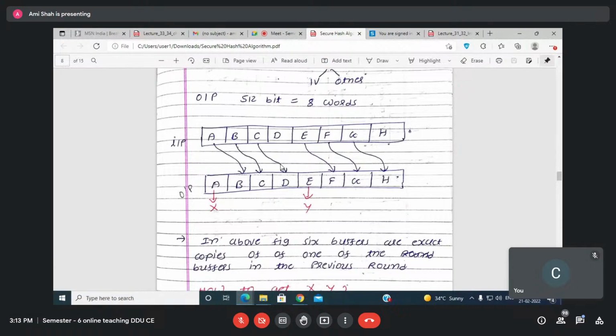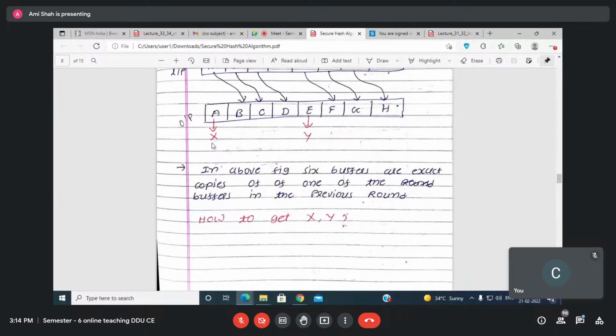Now when round 0 is applied, I am getting this result. How am I getting this result? These are predefined: A is copied to B, B is copied to C, D is copied to E, F is copied to G, and G is copied to H. Now the question is how I am getting this value. Which value? A and E. How am I getting this?